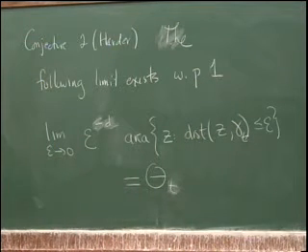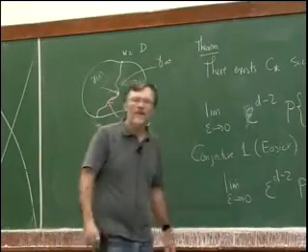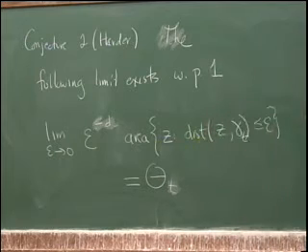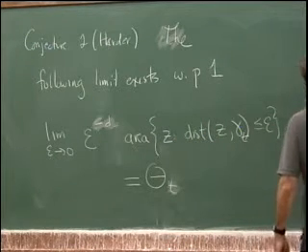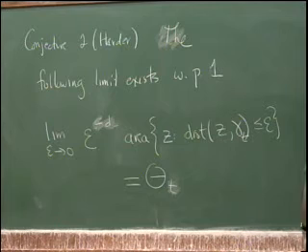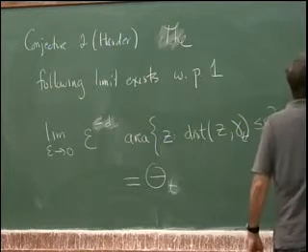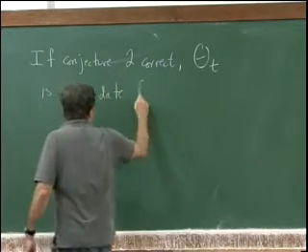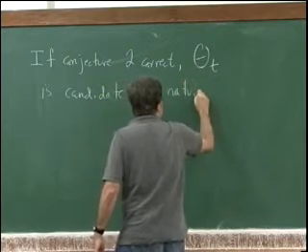But the key thing is that if the conjecture is correct, then this quantity should give me a very good candidate for the natural parameterization. This should actually give me a good d-dimensional measure. So if conjecture 2 is correct, Theta t is a candidate for the natural parameterization.